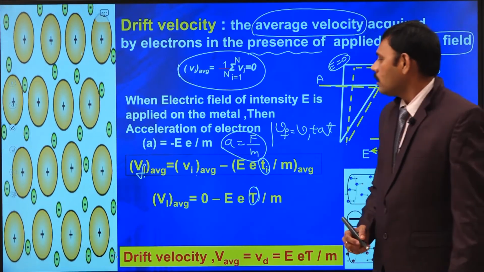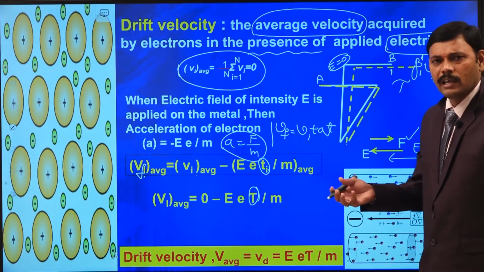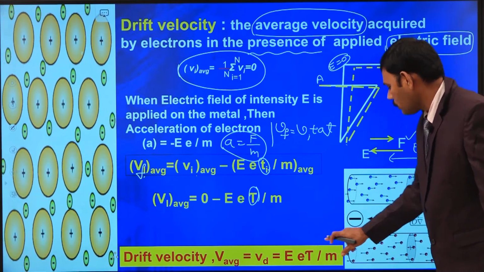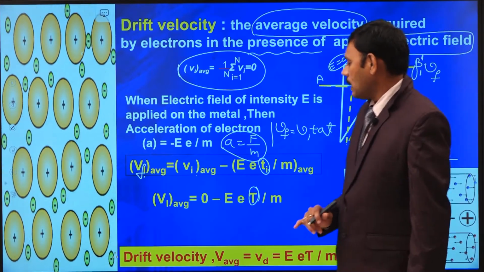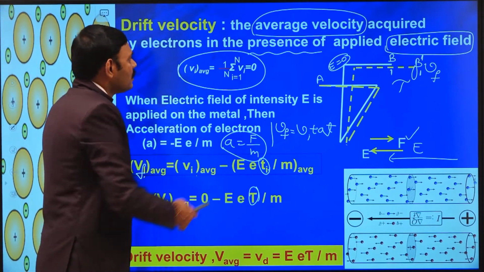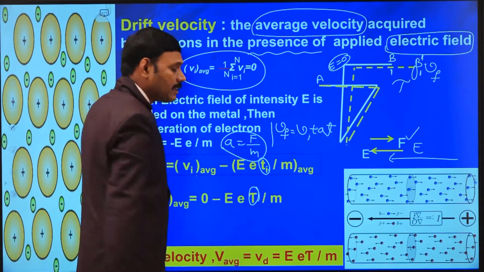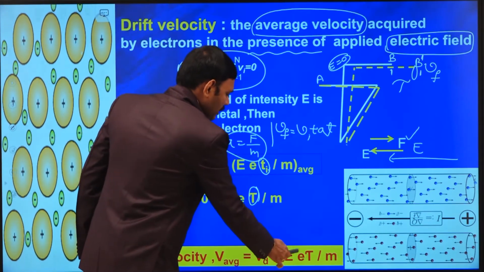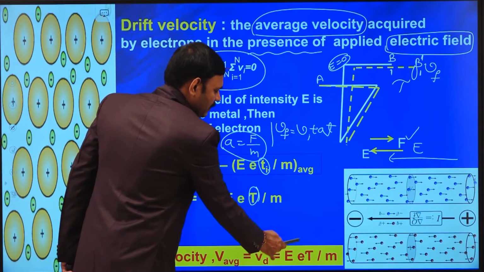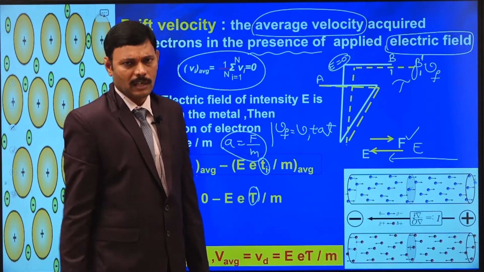This is a very important formula. Remember, like the kinematics formula at, a is equal to eE by m into tau. So small e into tau divided by m is the drift velocity gained by the electron. This is possible in the presence of the electric field. So the average velocity gained by the electron in the presence of the electric field is the drift velocity. We derived that it is equal to at, that is capital E small e into tau divided by m. Capital E is the electric field applied along the conductor between the two ends, small e is the charge of the electron, tau is the relaxation time, and m is the mass of the electron.